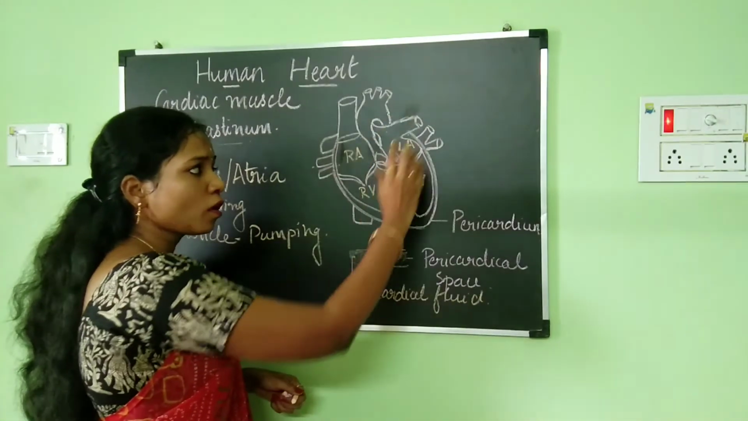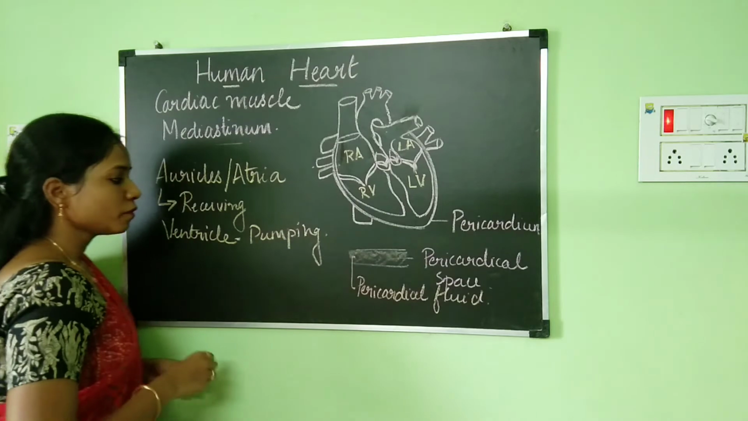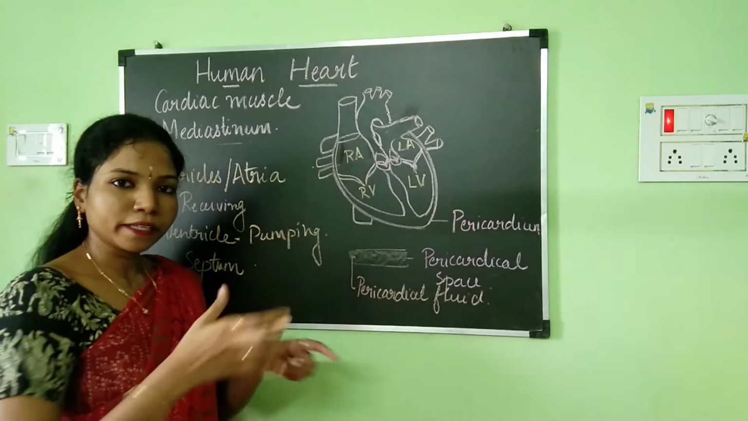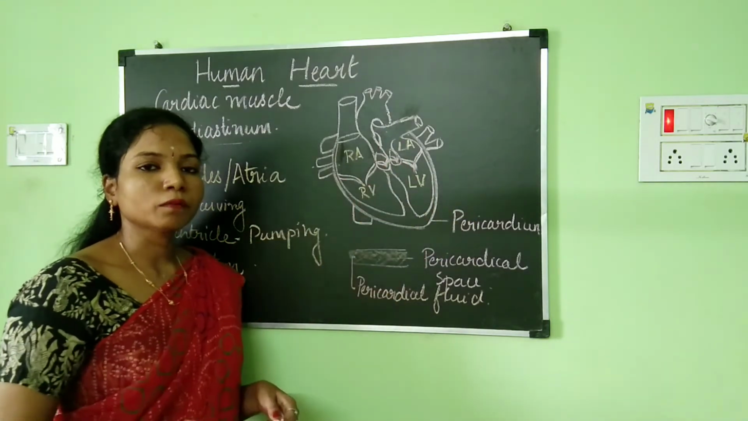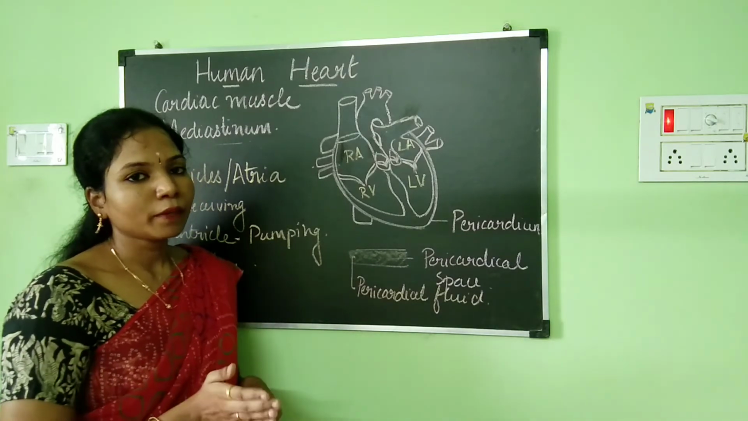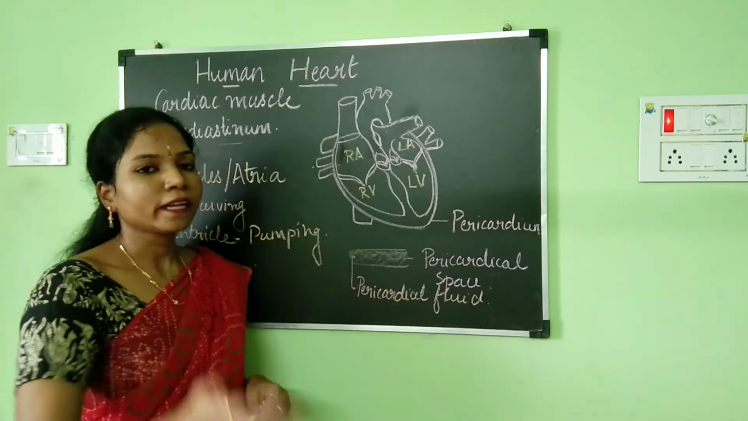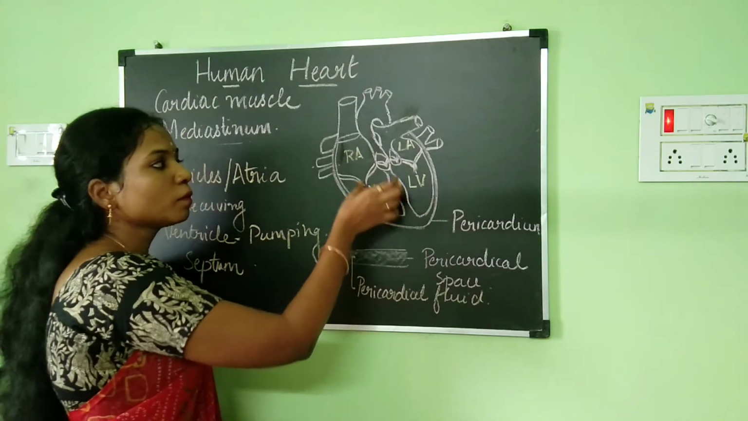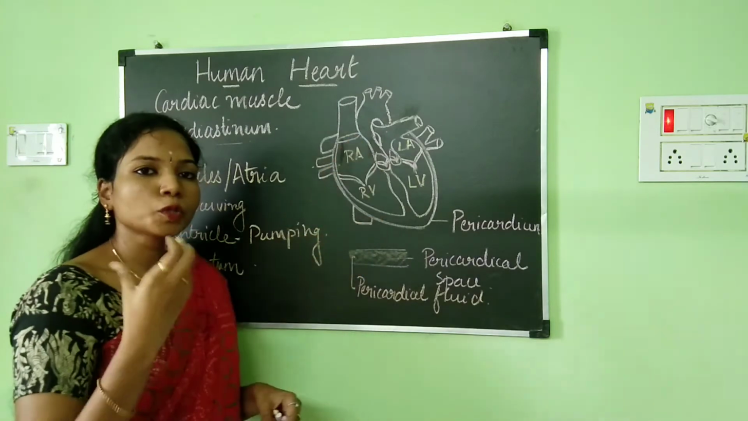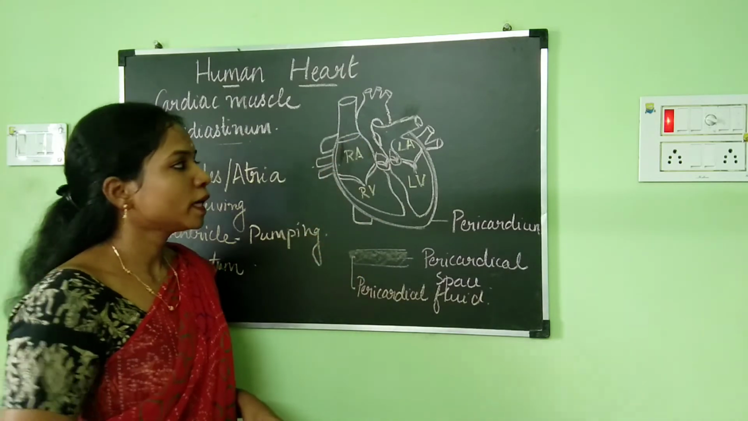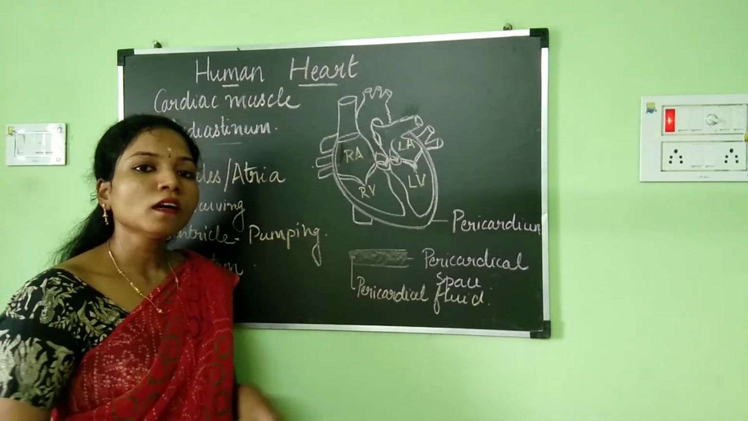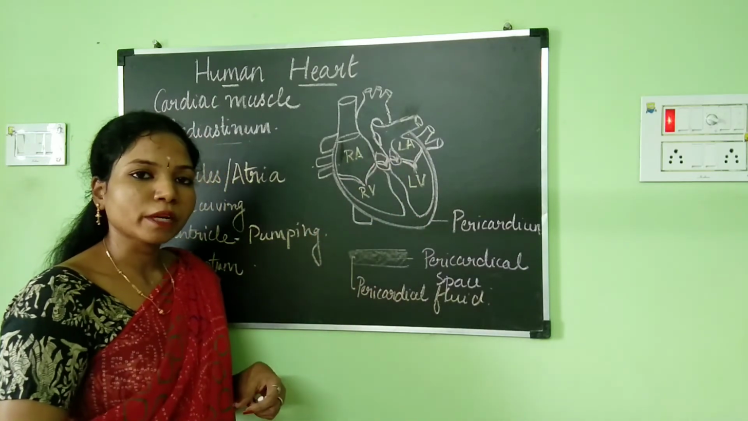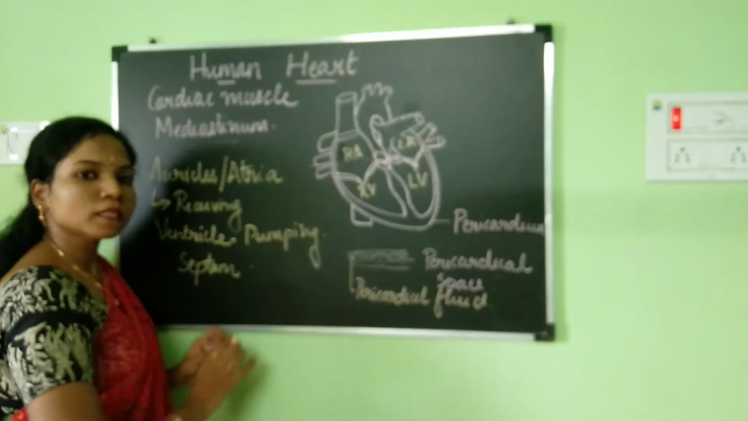Now, all the four chambers are separated by a partition which is called the septum. Why is this separation there? This separation prevents the mixing of deoxygenated and oxygenated blood. The right side of the heart usually contains the deoxygenated or impure blood, and the left side of the heart usually contains the oxygenated or pure blood. In order to prevent the mixing of blood in the different chambers, this partition known as the septum is present.